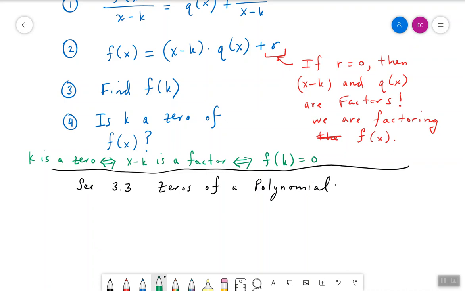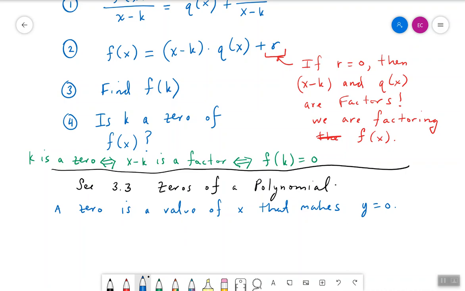So this leads right into section 3.3. We want to find the zeros of a polynomial. So again, what is a zero? A zero is a value of x that makes y equal to 0. We probably ought to write that definition. A zero is a value of x that makes y equal to 0.